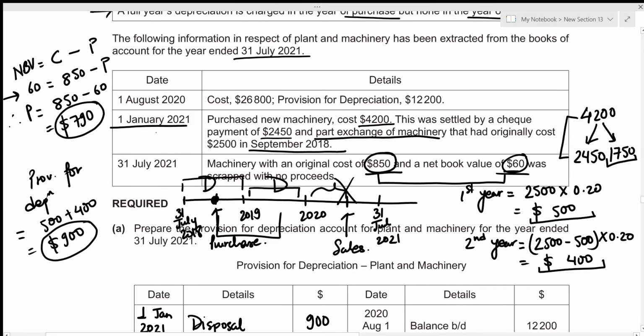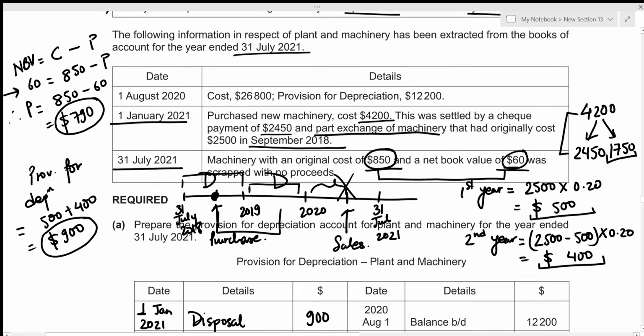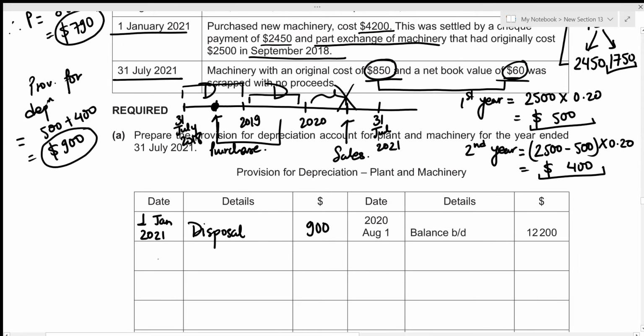So this is the amount that we need to record on the debit side of our provision for depreciation under the heading of disposal. And the date is 31st July 2021. Let's write it down. So that's 31st July 2021. Disposal, and it had the provision for depreciation of 790.